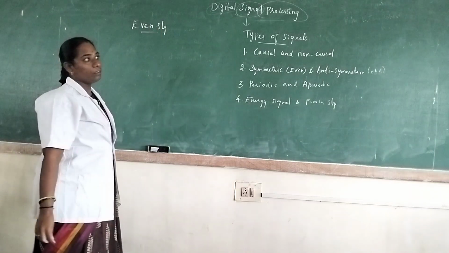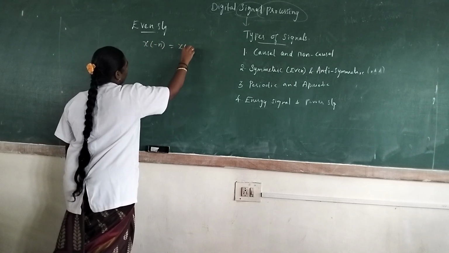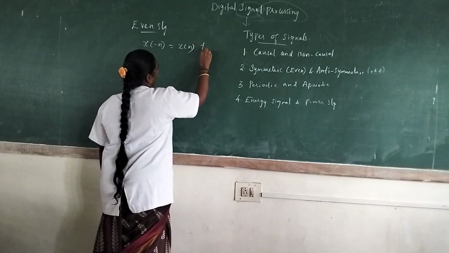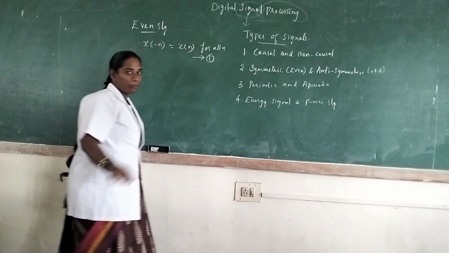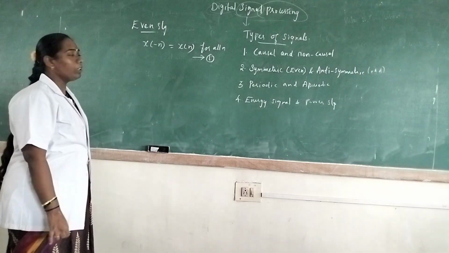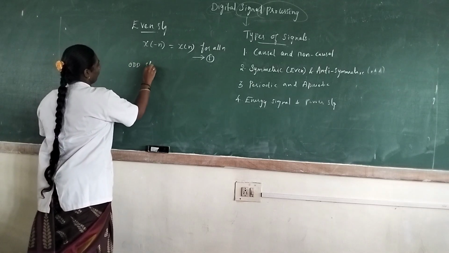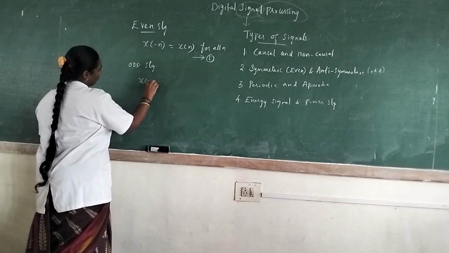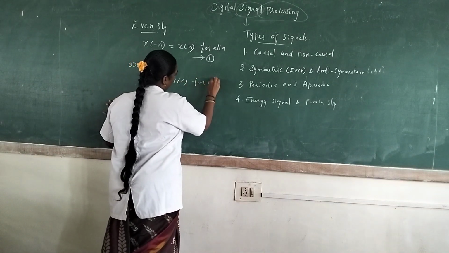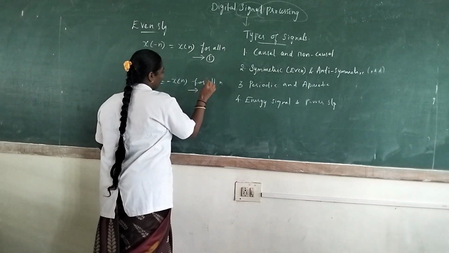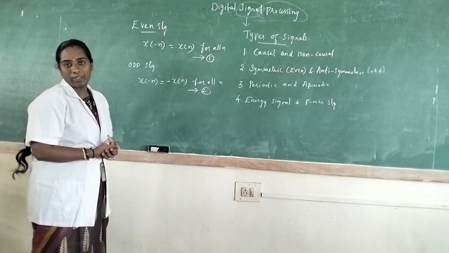So for an even signal, the condition is x of minus n is equal to x of n for all n. This is your equation 1. This is the condition for an even signal. Similarly, for an odd signal, x of minus n is equal to minus x of n for all n. This is your condition for an odd signal or antisymmetric signal.